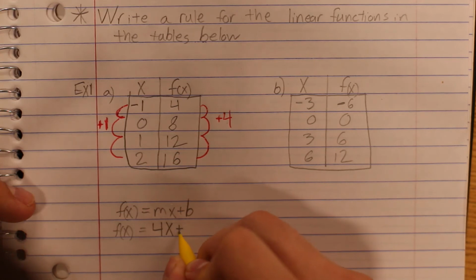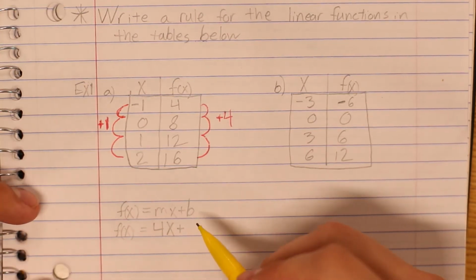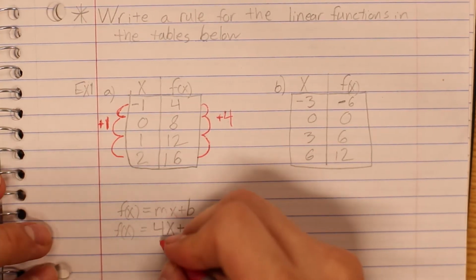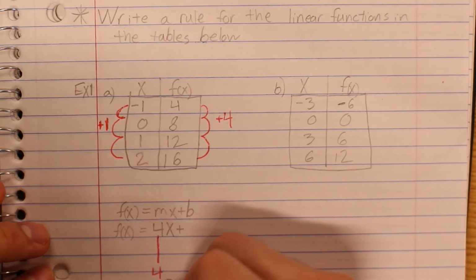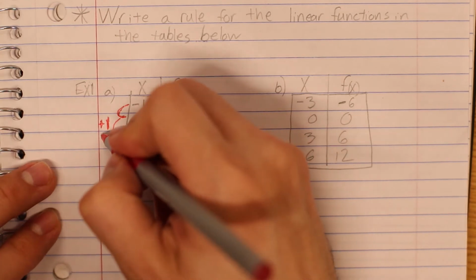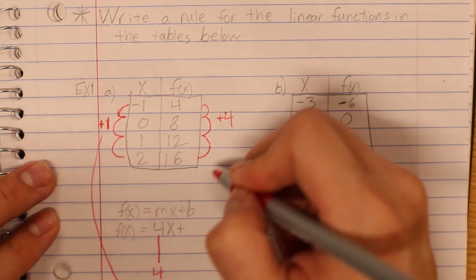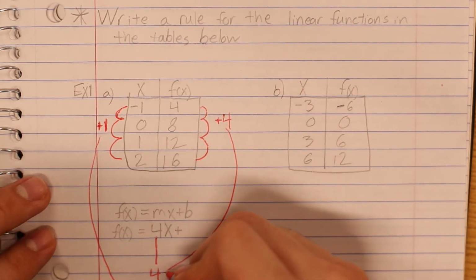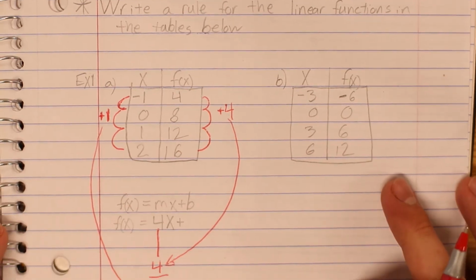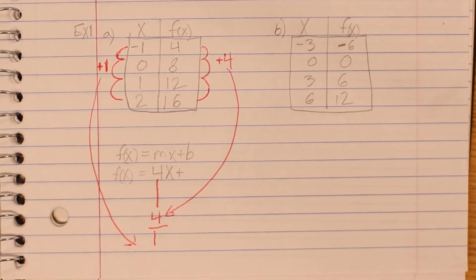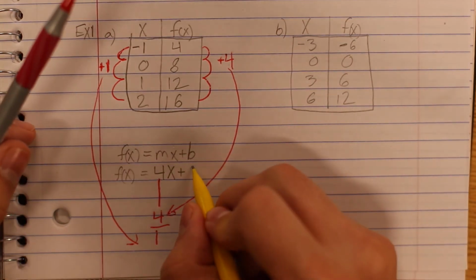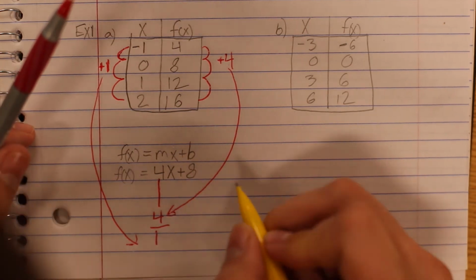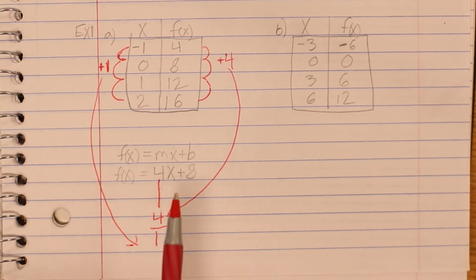Well, that's 4x plus, now how do I find b? So just so we can get an idea, this came from this, 4 divided by 1. This came from here, and this came from there, okay? So that's how we got our numbers there. So now I need to figure out how to get my b. And b is going to be equal to 8. Now, how did I get that?